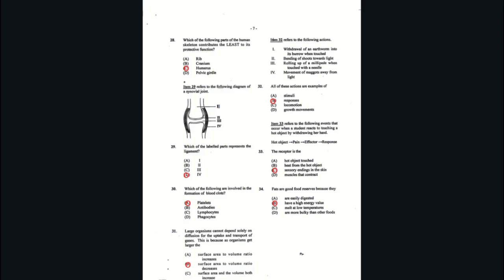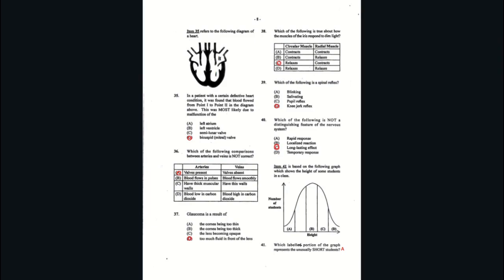And then number 34 says, fats are good food reserves because they have a high energy value. So the answer would be B. Fats and carbohydrates do kind of the same job, and we store fats in our bodies. So if you starve, your body is going to start to use that fat because it can provide high energy value.